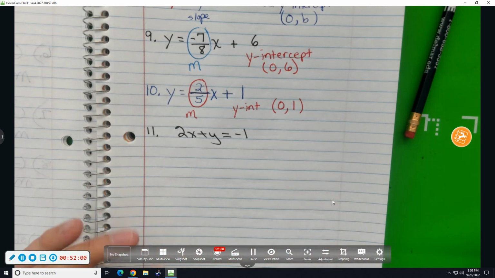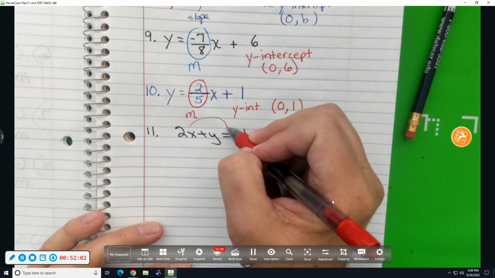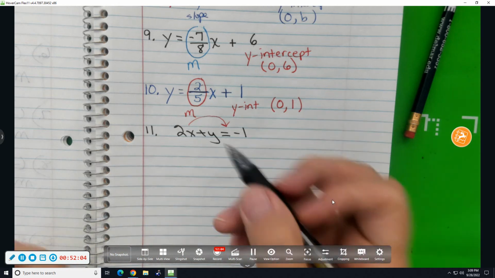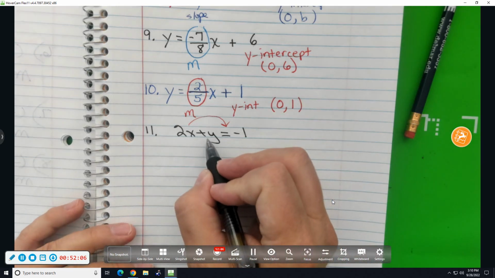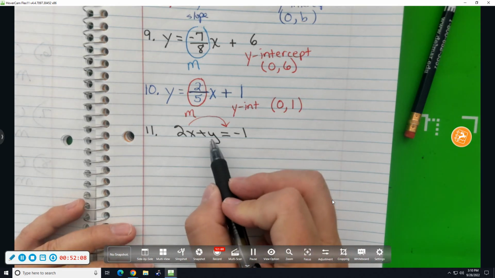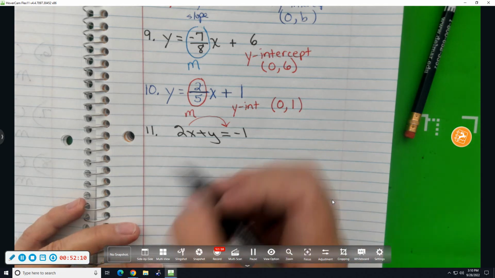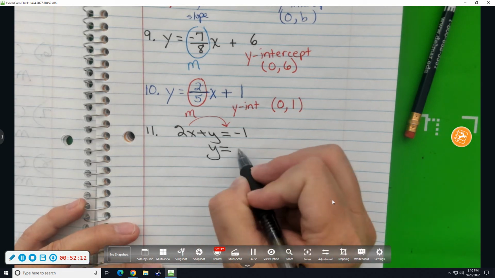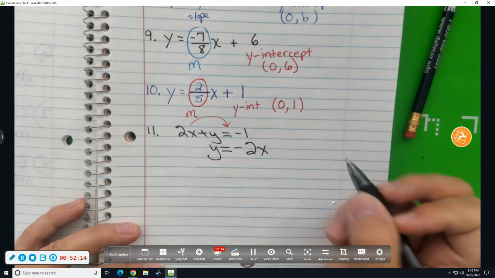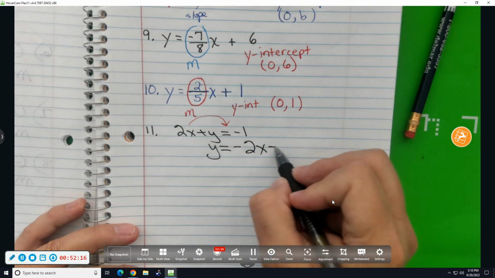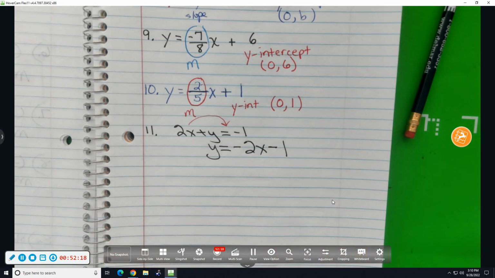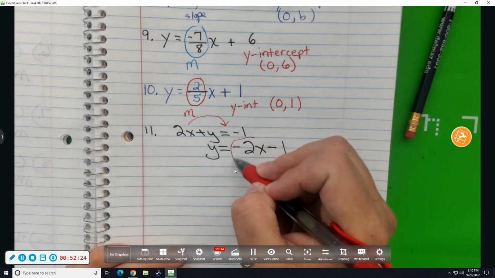Okay. Subtract the 2x. You need to get the y by itself. So we have, and notice we don't have a coefficient in front of y. If we had a number in front of y, we'd have to divide also. But here, all we got to do is just move that x term over. It becomes y equals negative 2x minus 1. So what's the slope? Negative 2 is the slope.